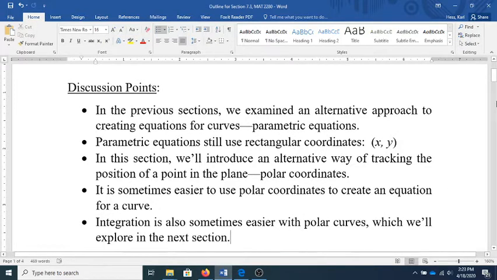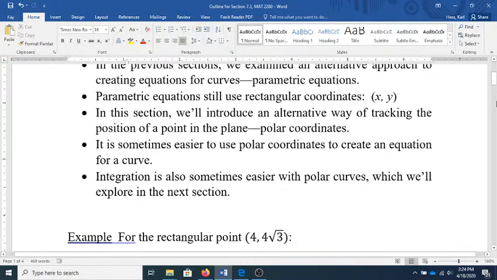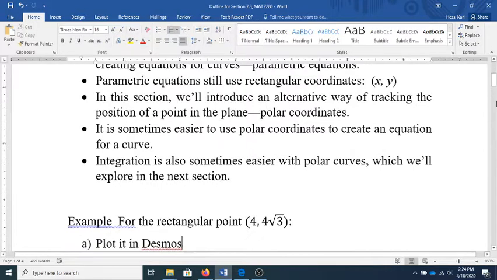And in particular, if your goal is to integrate, it is frequently easier to integrate areas bounded by circles and ellipses and other types of curves with some type of radial symmetry to them, if we put them into polar coordinates. So this will, like most things we do, expand the amount of things we can do. All right, so let's see what this is about.